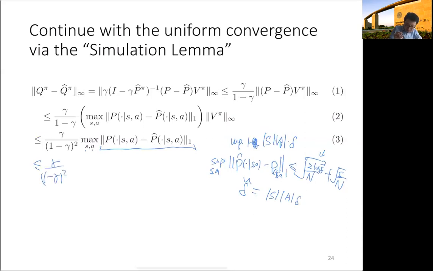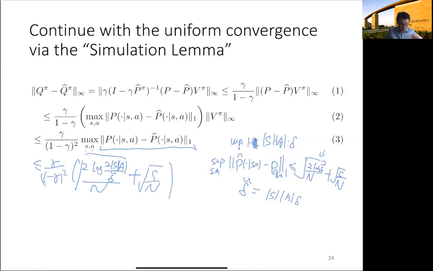gamma square by 2 log 2 SA over delta tilde, square root of n plus S over n, right? So that gives us a desired bound.